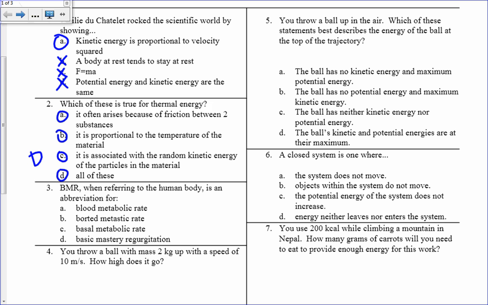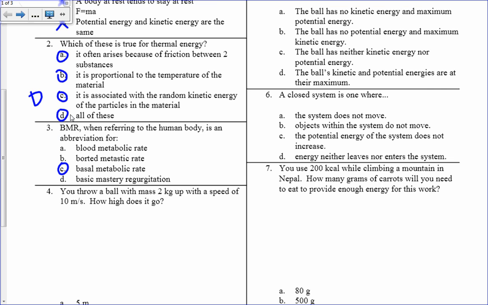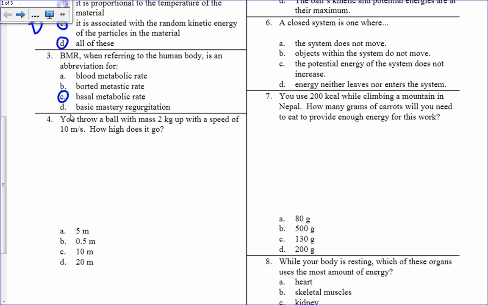BMR is basal metabolic rate. You throw a ball with a mass of 2 kilograms up with a speed of 10 meters per second. You throw it up, goes up, comes back down. We want to know what is this height.